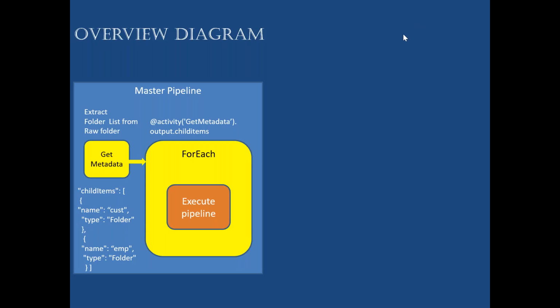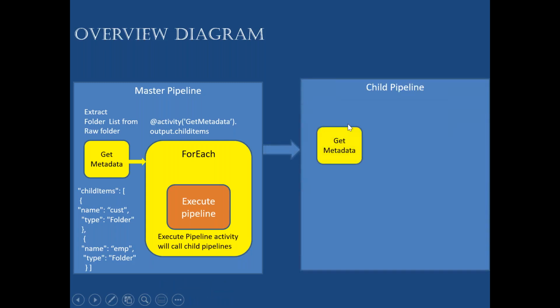Now, does anybody have any idea what the execute pipeline activity can do? It can execute another pipeline. Is everyone clear? It basically calls, it executes another pipeline. I want to create the same structure in another pipeline, called a sub pipeline or child pipeline, and I am going to call it from the execute pipeline activity.